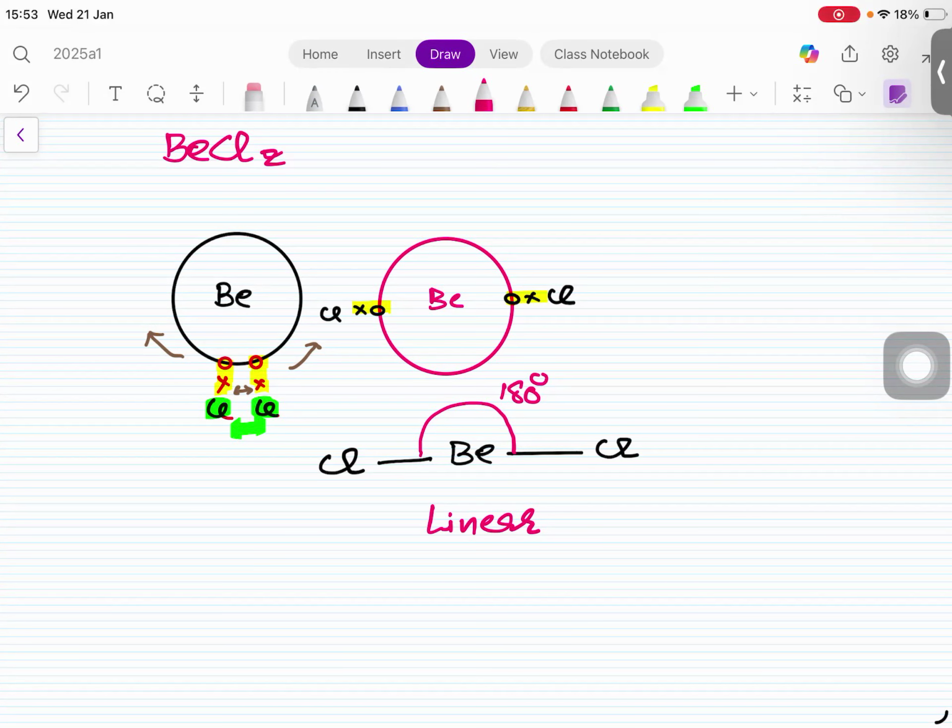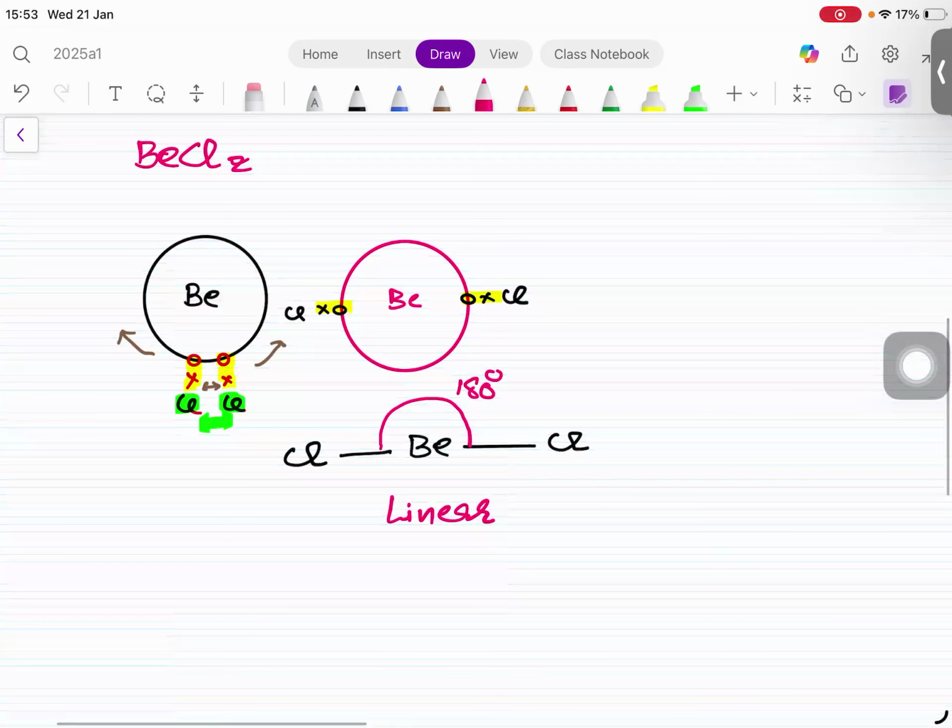I hope you understand what I'm trying to say: whenever the central atom of a molecule has electron pairs around it, they repel each other and position themselves at a distance where there is minimum repulsion and maximum distance, right? This is not specific to beryllium chloride. Whenever there are two electron pairs, two bond pairs, they repel each other and go to this distance, right?